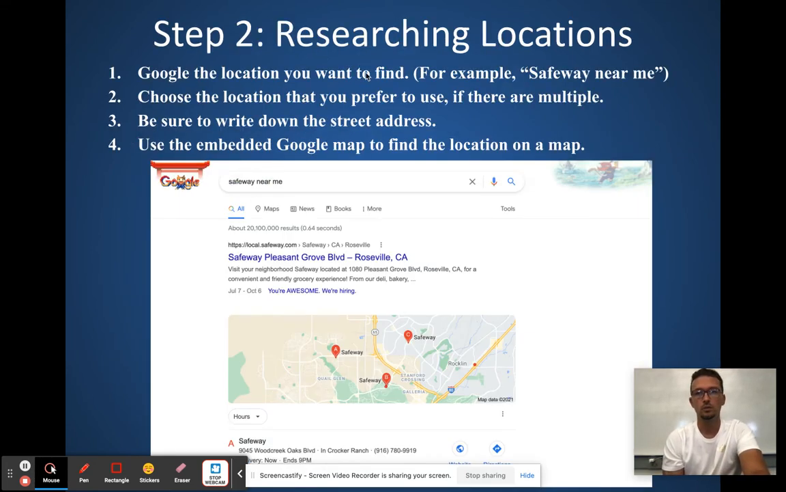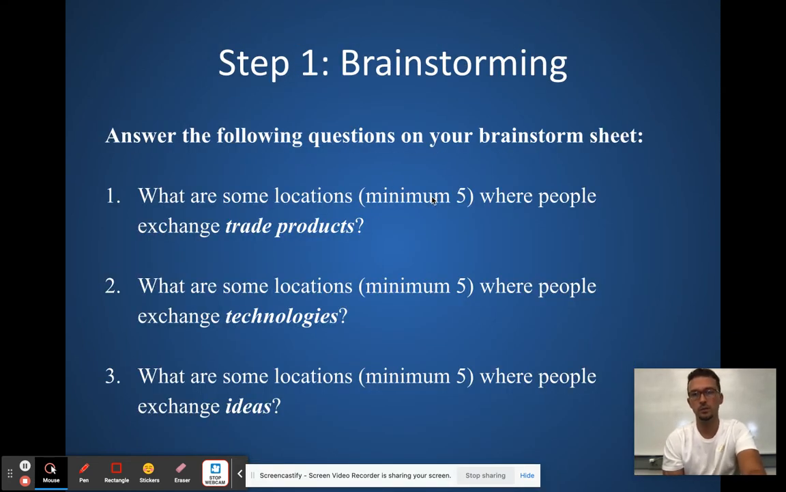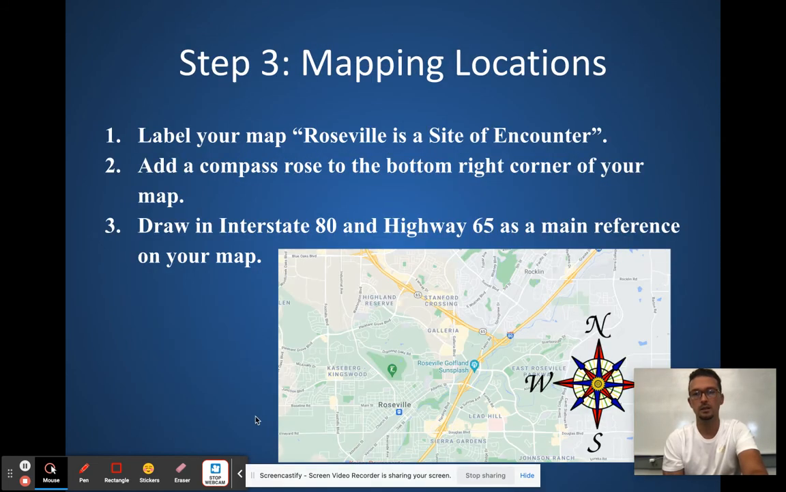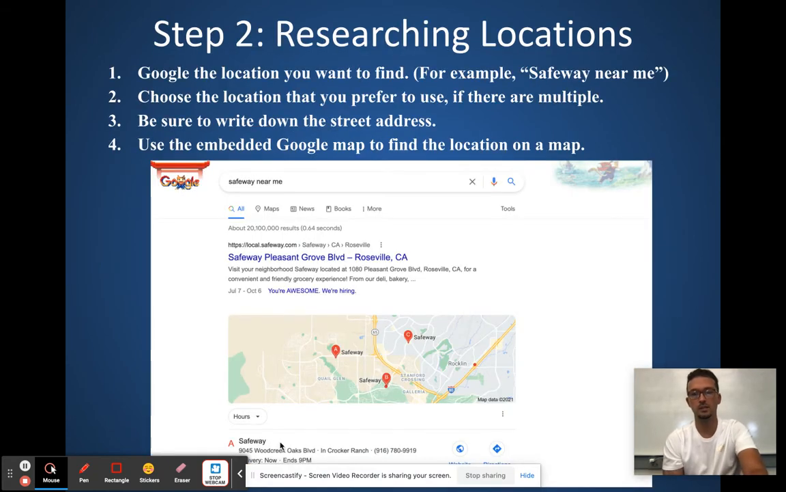So you will Google the location you want to find. Let's say that on your brainstorming sheet, for this one, you had Lowe's on there. You would then need to look up Lowe's near me, and you would click on it. When you do, the location will pop up and you'll get an exact address, like down here where it says Safeway, Wood Creek Oaks. Then you'll see these pins, and that'll let you roughly put it in the correct place on your map where it belongs.